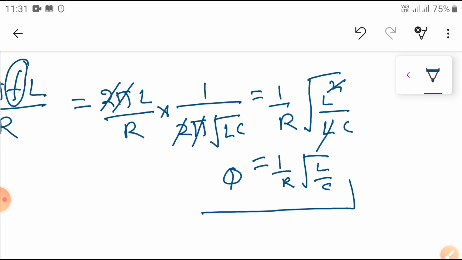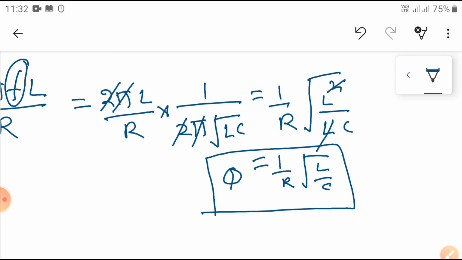So dear students, the quality factor for the RLC series circuit is equal to 1 by R into root of L by C. The quality factor of a series circuit indicates how many times the potential difference across inductance or capacitance is greater than the applied voltage at resonance. Once again, the quality factor of a series circuit indicates how many times the voltage across the inductive coil or capacitor is greater than the applied voltage at resonance.